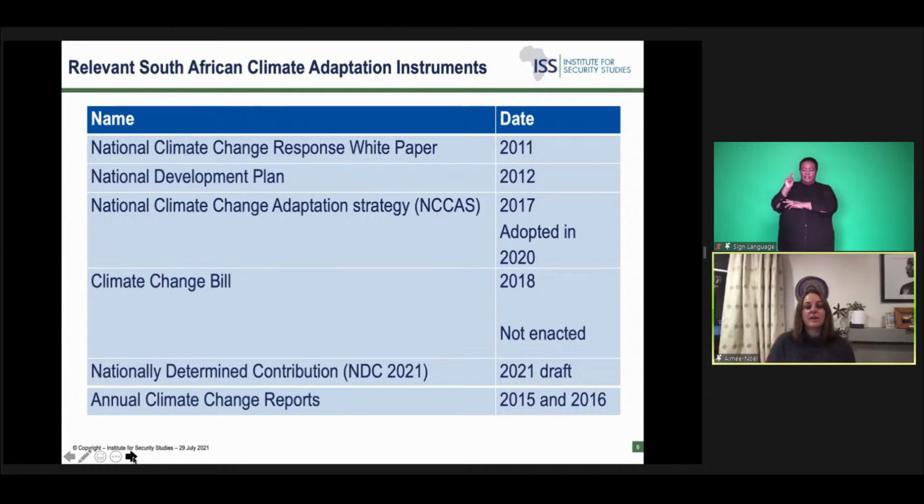Now, consistent with the international trends that I've spoken about, most of our national climate change policies are focused on mitigation. There have been recent and promising shifts to include more adaptation work, and namely this comes with the adoption of the National Climate Change Adaptation Strategy in 2020. So this was a big development. And the 2021 launching of the nationally determined contribution draft, which is what we deposit every 5 years with the UN framework. These are definitely promising developments.